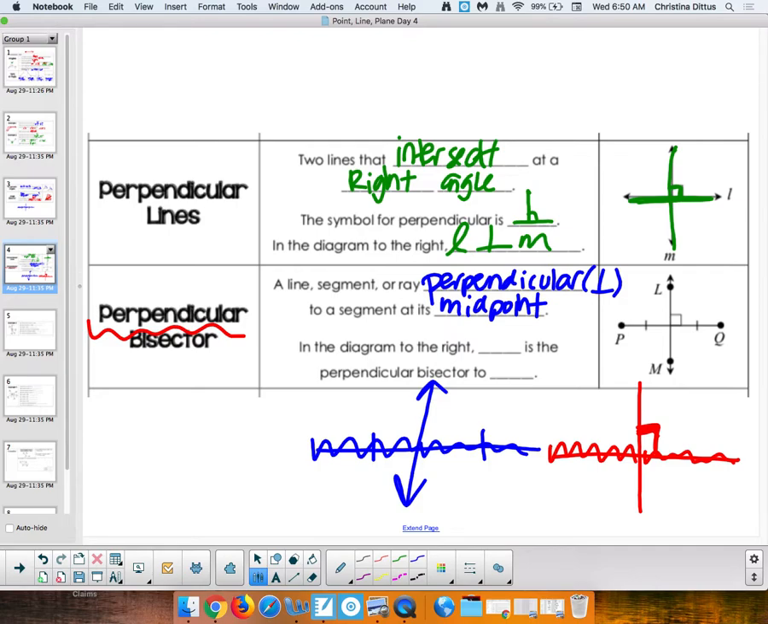In the diagram to the right, line LM is a perpendicular bisector to line PQ. I know that it bisects PQ because of my little marks that tell me it's congruent. So LM comes through, makes a right angle, so it's perpendicular, and then bisects PQ.